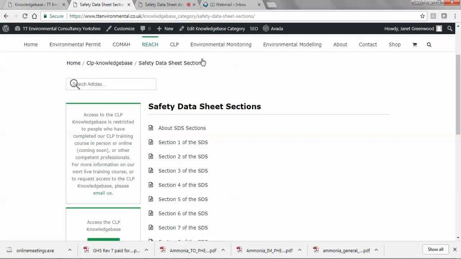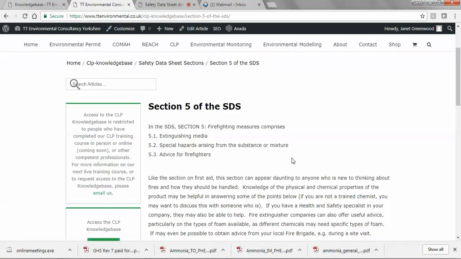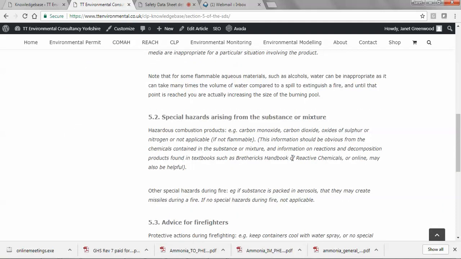Right, fine. Okay, so section 5. Section 5 is, again, you need to talk to somebody who knows about this. Some of the P statements that may be applicable may give you information. Bretherick's may have some information as well. Bretherick's Handbook of Reactive Chemicals. Excuse me. That is a really, really, really good book. It will tell you how different chemicals interact. It's helpful for storage incompatibilities. It's also very, very helpful for other bits of the safety data sheet.